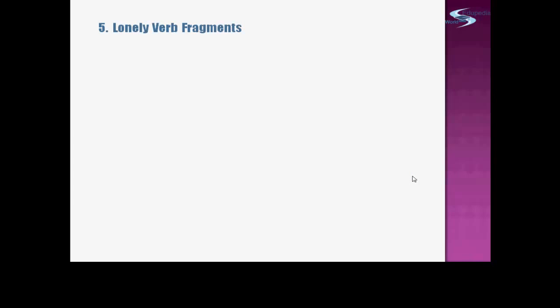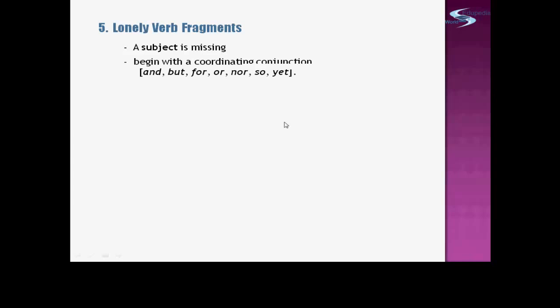Number 5. Lonely verb fragments. Writers will sometimes forget to include a subject in a sentence. The result is a verb pining for its partner. The subject is missing. With the subject missing, the word group becomes a lonely verb fragment. A lonely verb fragment will begin with a coordinating conjunction: and, but, for, or, nor, so, and yet. These are the markers for this type of fragment.